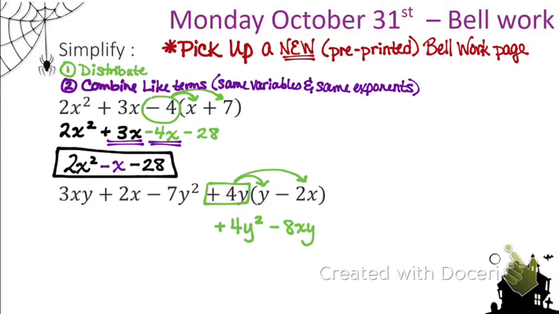Because the negative right here, when I take a positive and multiply it by a negative, I get a negative result. What do I do with these pieces up here? Leave them alone, bring them down. So I have 3xy plus 2x minus 7y squared. Put a box around it and I'm done? No. What do I need to do?